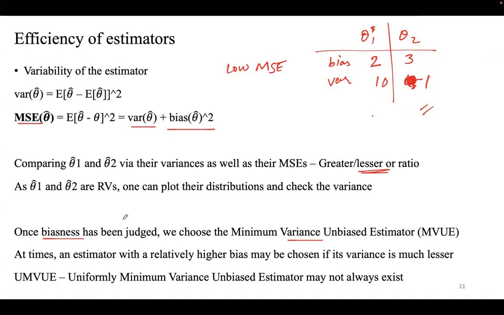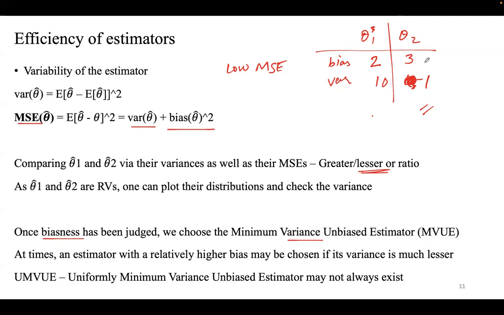So this is what it says here, that at times an estimator with a relatively higher bias may be chosen if the variance is much, much less. So oftentimes, this thing called the uniformly minimum variance unbiased estimator is not necessary. Maybe it does not have the lowest variance, maybe it is not unbiased. So the U here stands for unbiased.